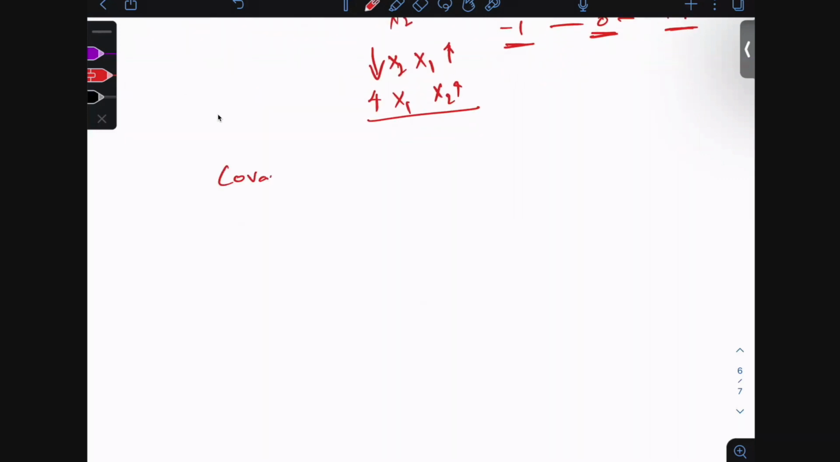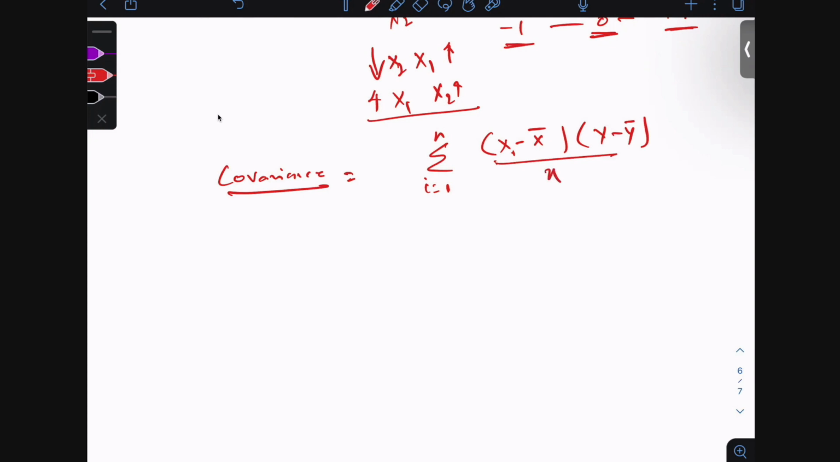You can see this in the formula itself. How is covariance defined? Let's say I have n observations. Then it is defined as the sum of (x minus x bar) times (y minus y bar), where y is my other feature, divided by n. This is my covariance. What is it telling you? It is telling you that this is positive, this is negative. If it is a negative relation, then one will be positive and one will be negative. That is the way covariance is calculated.